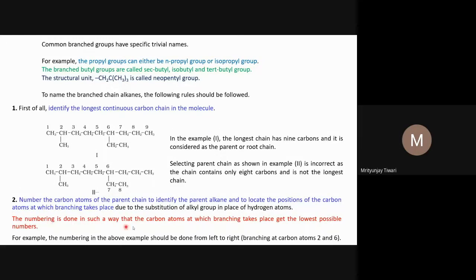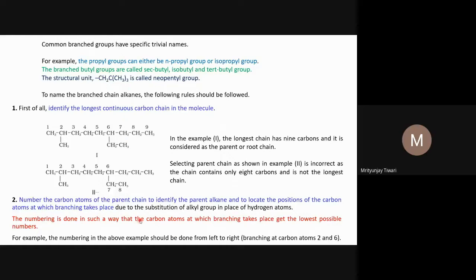And numbering is done in such a way that the carbon atoms at which branching takes place get the lowest possible numbers. In the case of functional groups, some functional groups contain carbon atoms, so we start numbering from those carbon atoms. You can do it other ways as well, but mostly we'll start numbering with that carbon atom. If the functional group contains a carbon atom, then we'll start numbering from that carbon atom only, and then we will go up to the longest possible carbon chain.